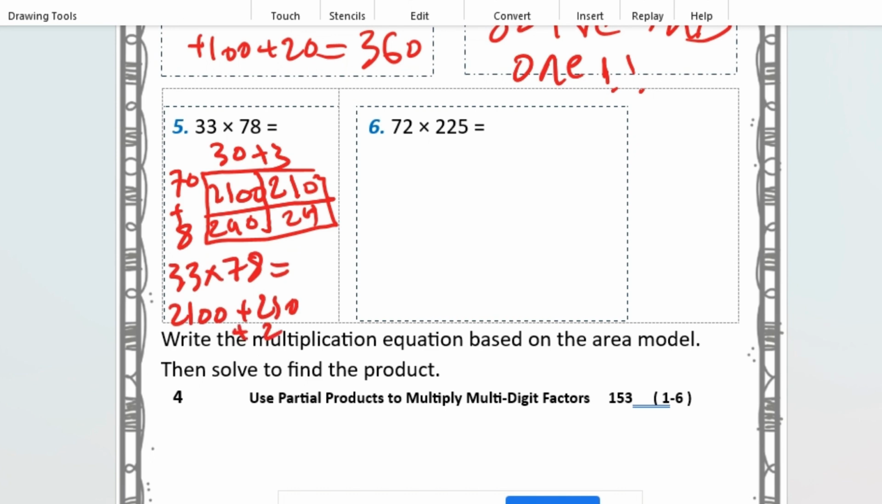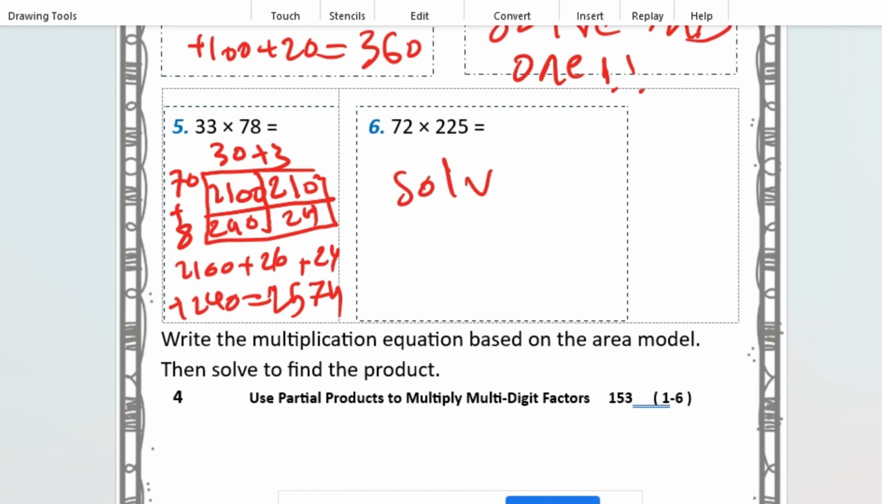So 33 times 78 equals 2100 plus 210 plus 240 plus 24. Okay, I need to write this smaller. So our product will be 2100 plus 210 plus 24 plus 240. 2100 plus 200 is 2300, so 2310. So the total will be 2574. Okay, and as you know, you solve this one on your own.